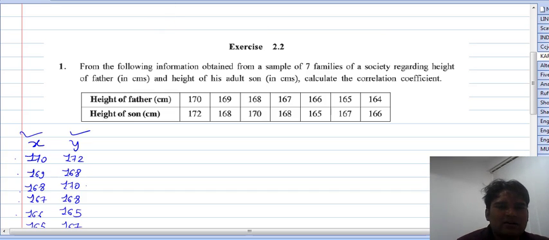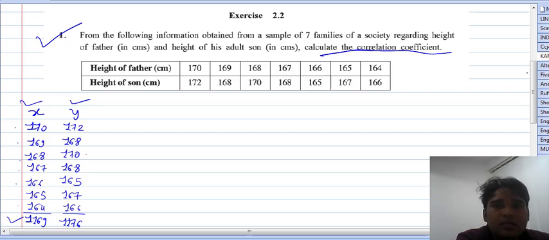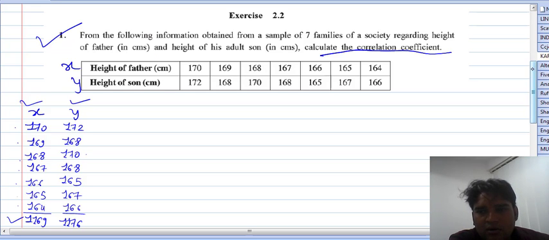Okay, now let's take one practical question so that whatever doubts you have will be clear. See the first question: from the following information obtained from a sample of 7 families of a society regarding the height of the father and height of his adult son, calculate the correlation coefficient. This is important, the correlation coefficient is what we have to find. Let us assume the height of the father is variable x and the height of the son is variable y, right?